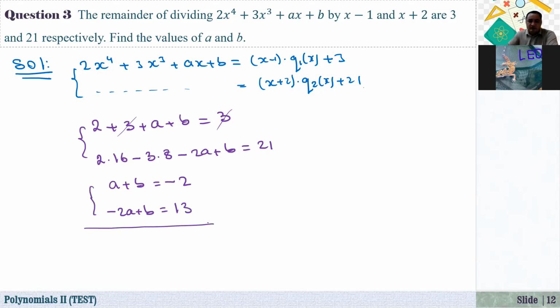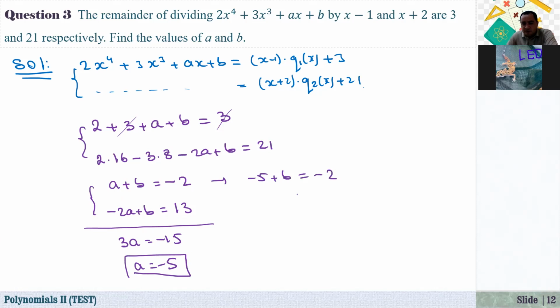Now, if you just subtract the second equation from the first one, a minus negative 2a, that is 3a, negative 2 minus 13, that is minus 15. So from here, what is a? a equals negative 5. And if you substitute into the first equation, negative 5 plus b is equal to negative 2. So what is b? b is equal to 3, because negative 5 plus 3 equals negative 2. So a is equal to negative 5 and b is equal to 3.